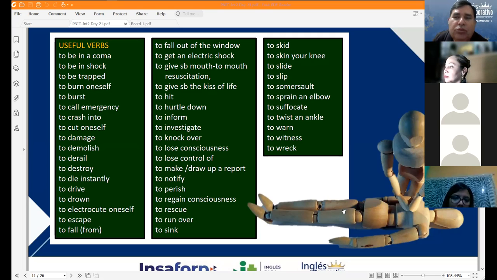To wreck is to cause damage to, especially a vehicle. Sometimes some drivers are not careful and they ram against another vehicle. And of course they wreck the vehicle. The vehicle cannot be used anymore. So they wreck it. Okay, so this is the vocabulary.